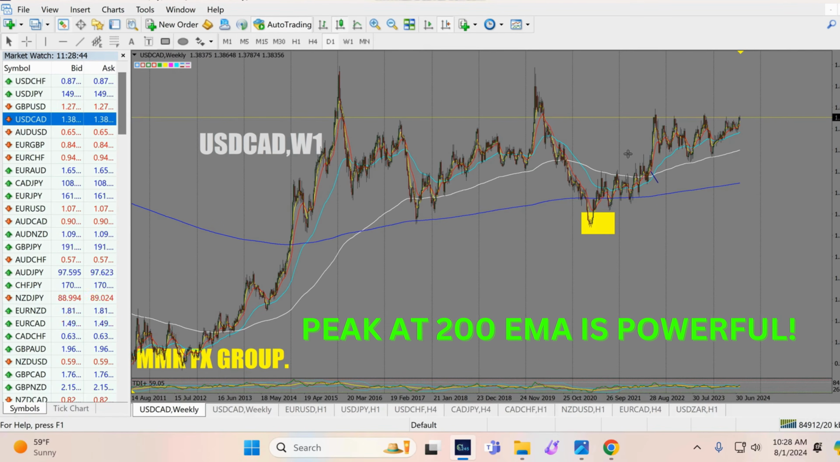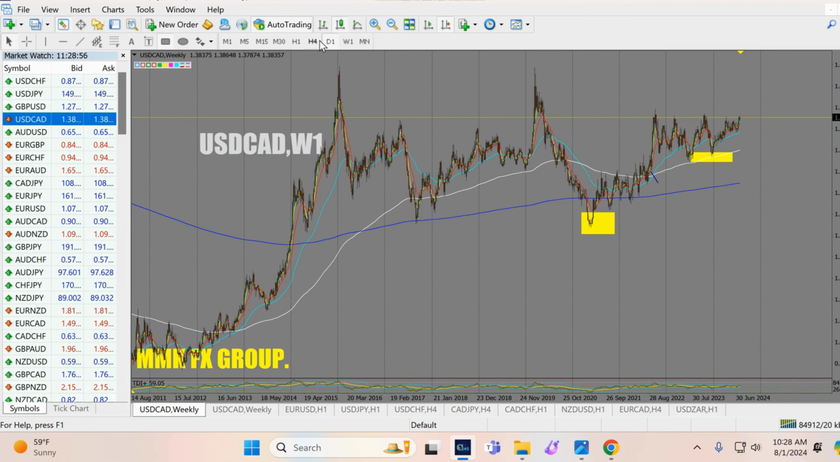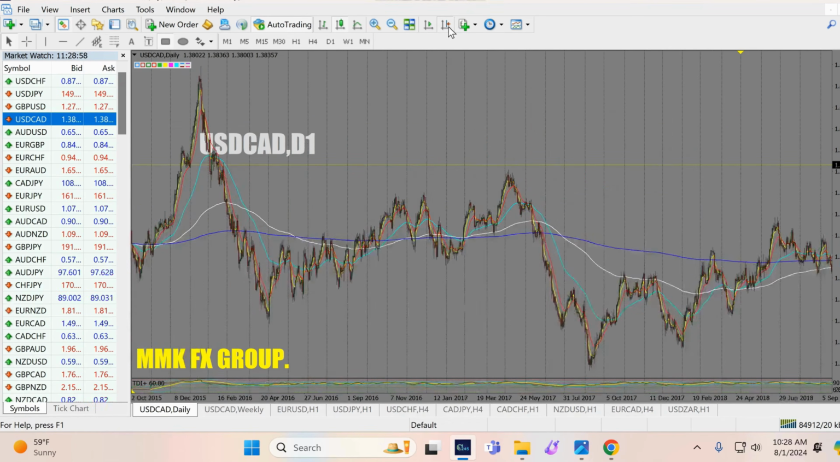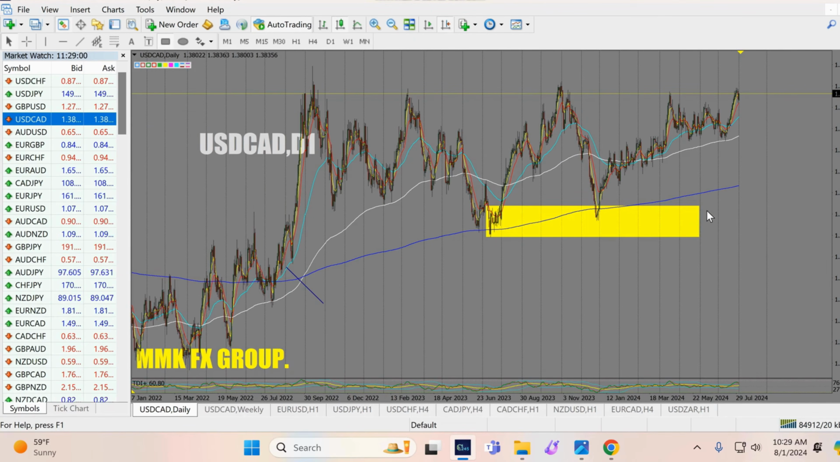So just by understanding this, we can see that what's in charge of price right here is this demand area right here. As you can see, after the 50-200 crossover, we had a bounce off that 200 EMA, right? So if we go down to our daily, this is what we can see, right? If we go down to our daily time frame, this is what we can identify: the trap below, right?